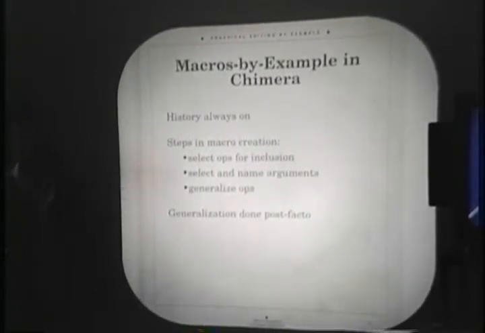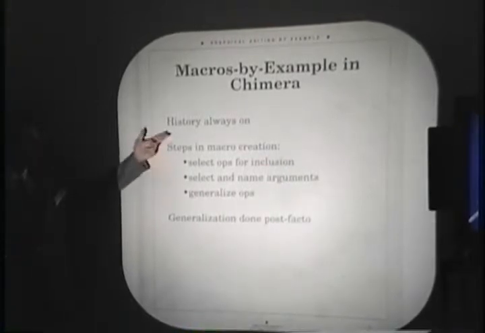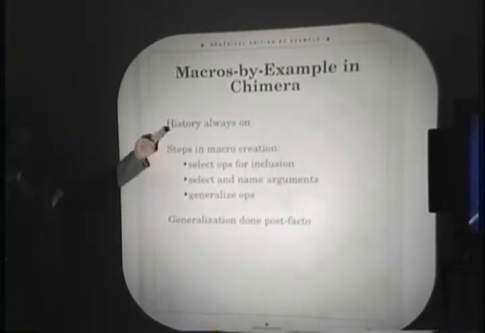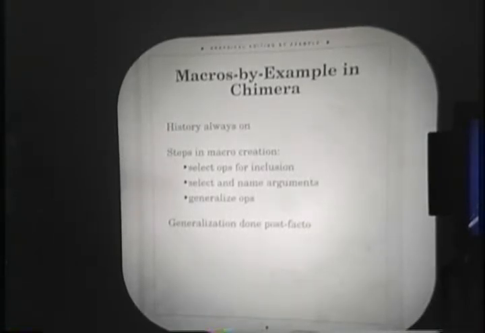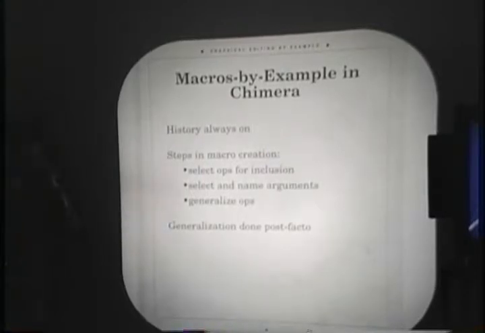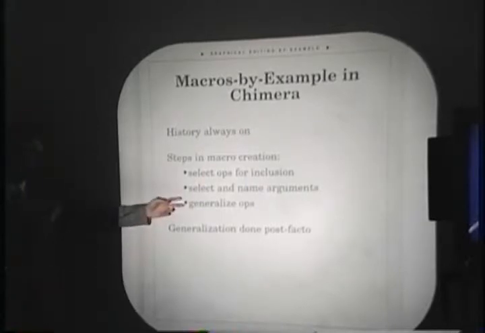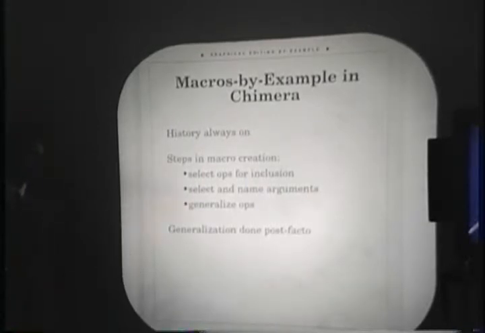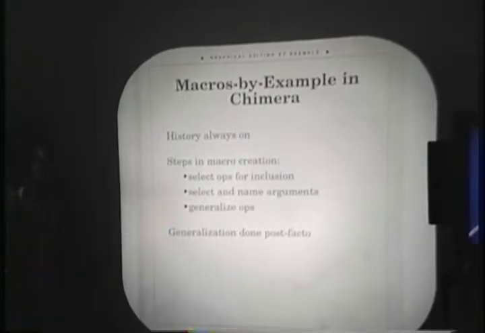So there are basically three steps in macro creation. The first step is to open up the history window and select the operations to be included in the macro by example. The next step is to parameterize the macro, to select and name the arguments. And the third step is to generalize the operations of the macro to work in other contexts. The system will choose a generalization according to a built-in set of heuristics, but the user can view this generalization and modify it if they desire.